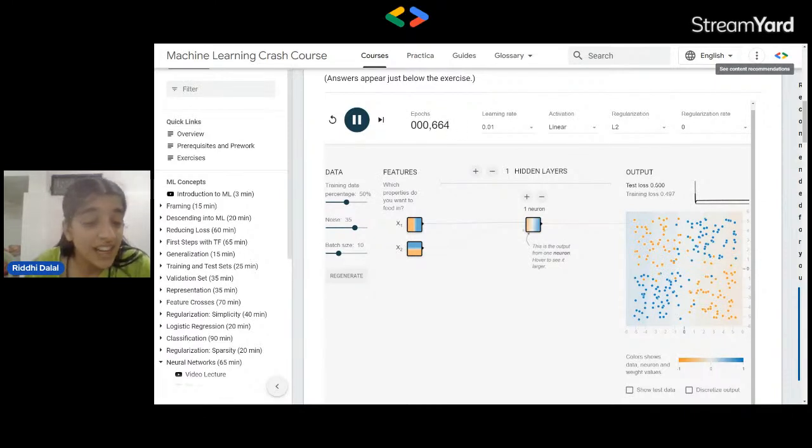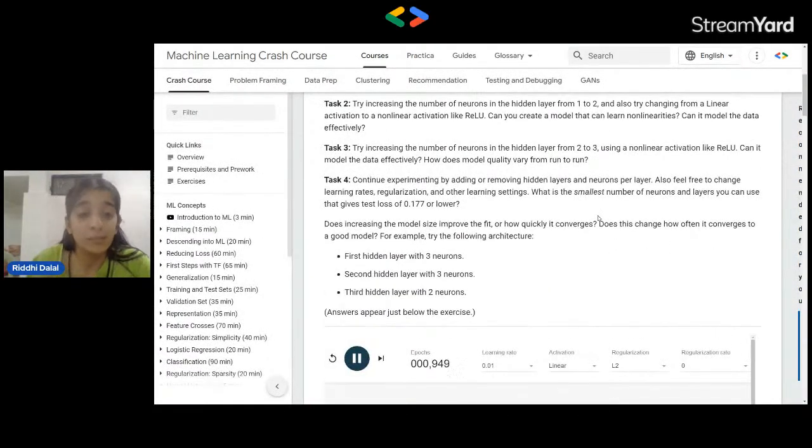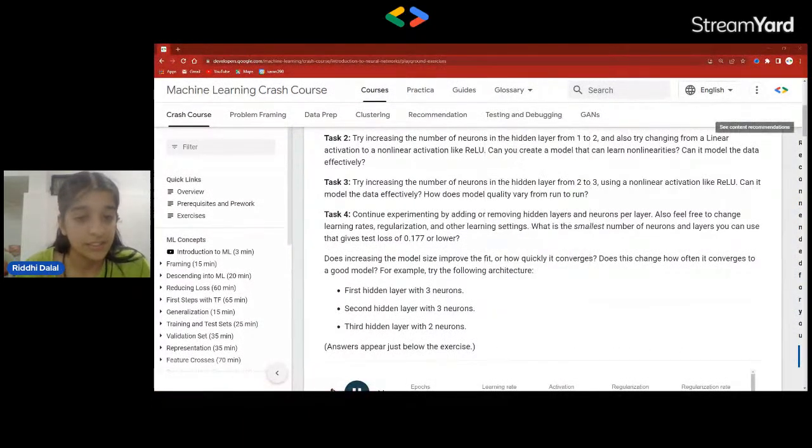Okay. Task two is about the hidden layers. You can add the hidden layers, you can subtract the hidden layers, and observe what changes are happening. You can analyze what actually the model goes through and what output it gives after changing this data. So these are the tasks. You have to go to this link and complete all of these tasks. There are three tasks.